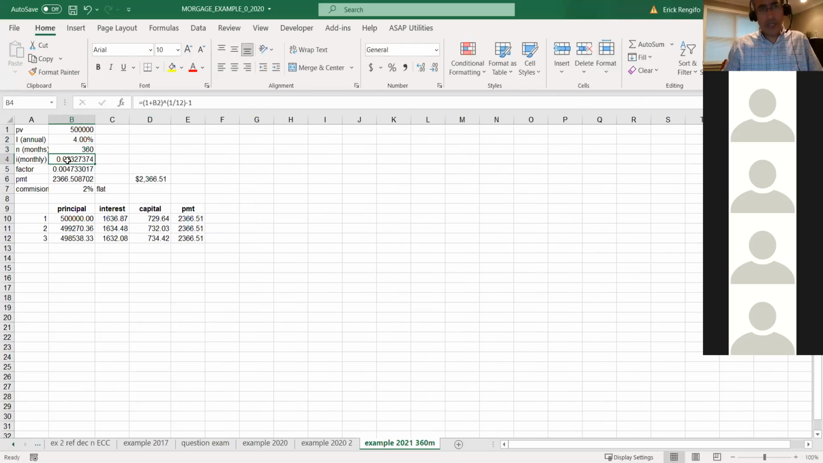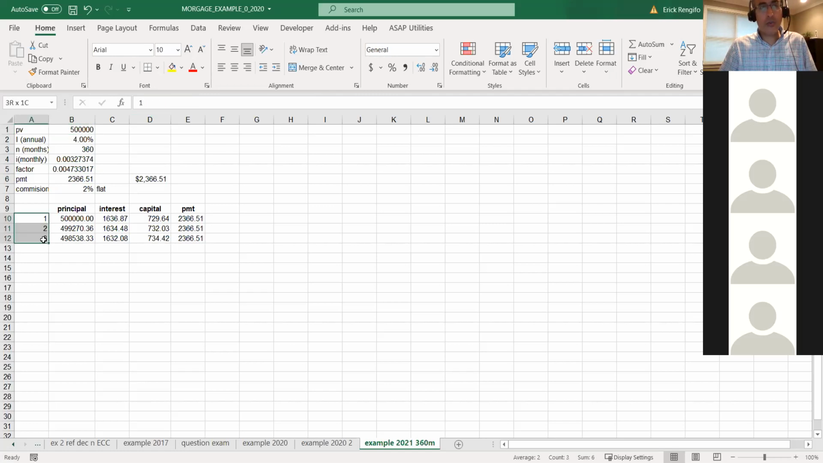So my interest rate monthly is this one here. Guys, in the USA, the rates are even around 3.15, 3.20% per year. So these are realistic numbers, okay? So basically my payment is going to be $2,366 for a $500,000 loan.